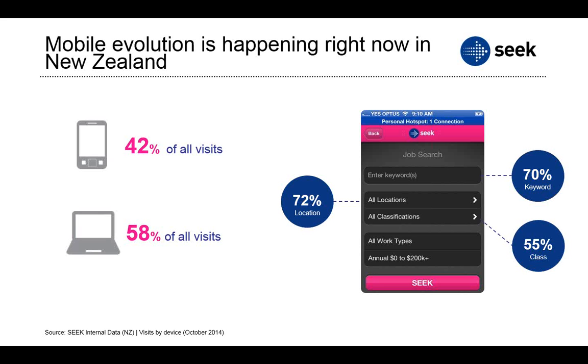The other thing to consider is how they search. So what we've seen is a really big evolution towards keyword. Keyword is now used 70% of the time when someone comes to visit the Seek website. So if someone's searching, they'll still use a classification, they'll still use a location, and they'll probably use a keyword to either get to a specific job title or a range of job titles, or to actually refine the list by a particular skill or industry or work type or level. Okay, so those are the clusters that they're looking at.